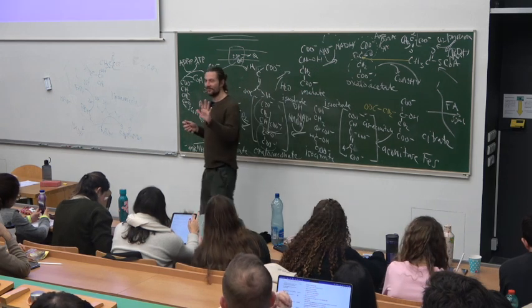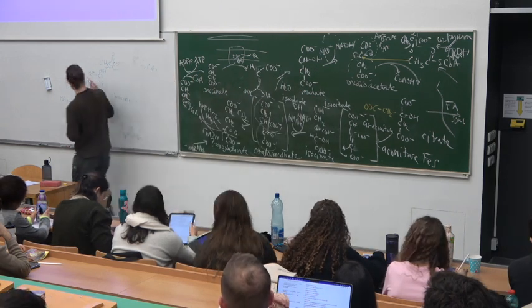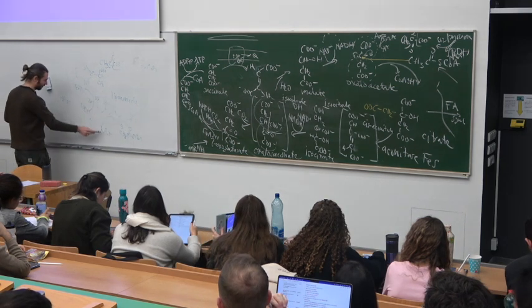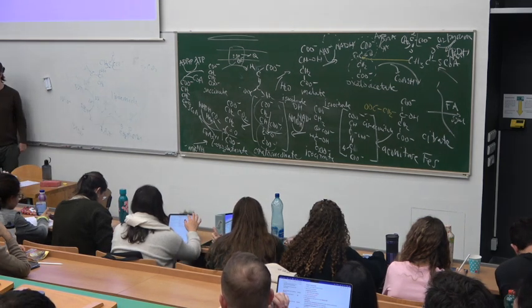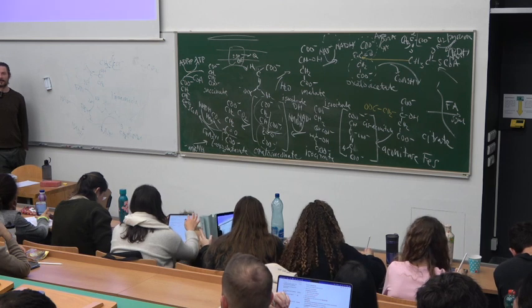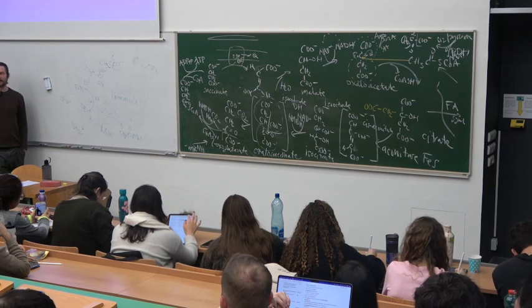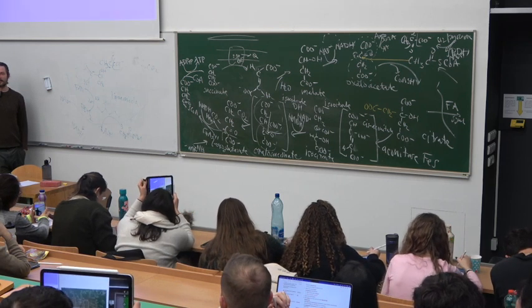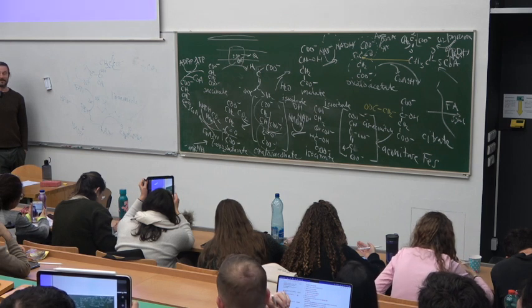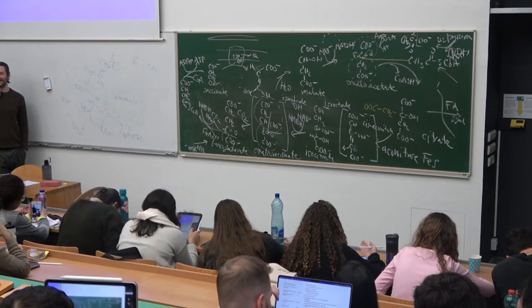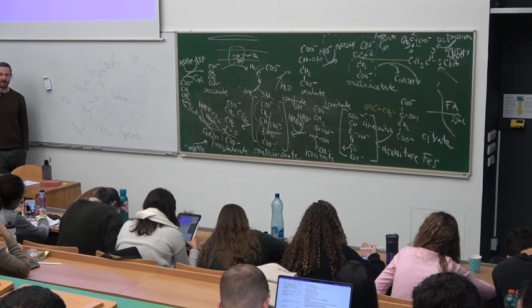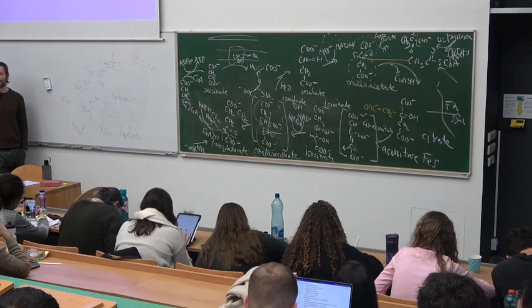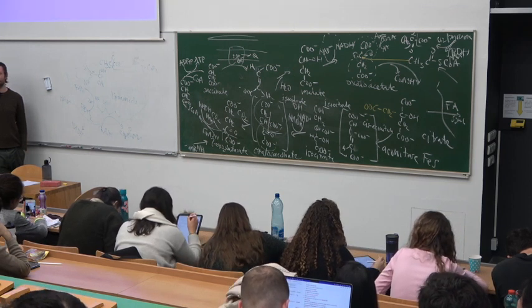Okay, now when I said it's five coenzymes, did I count it right? 1, 2, 3, 4, 5. Yeah, there we go. Okay. So this is, in a simplified way, the mechanism of pyruvate dehydrogenase, but also ketoglutarate dehydrogenase. Any questions?